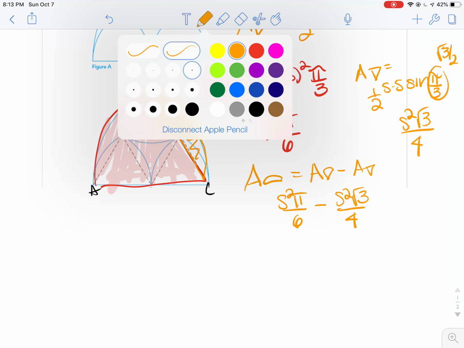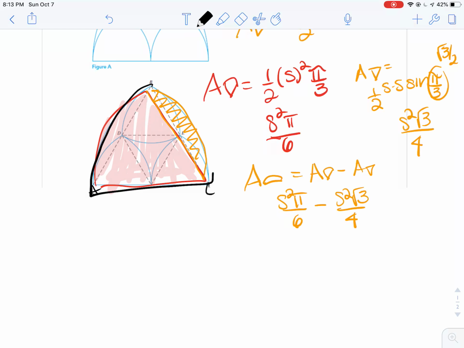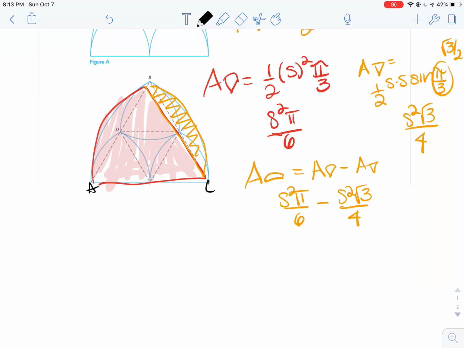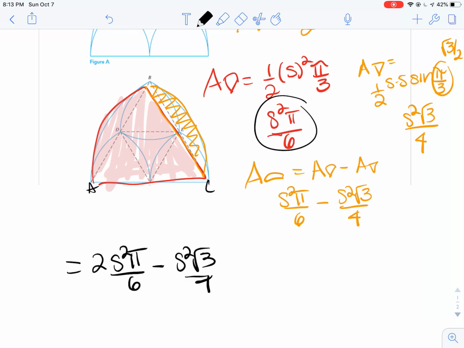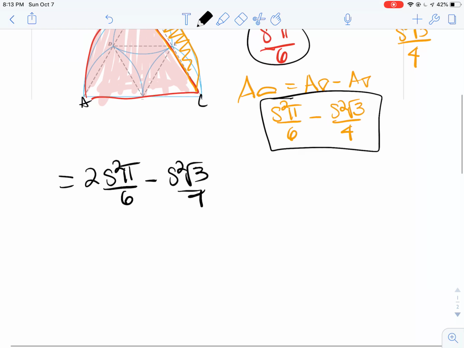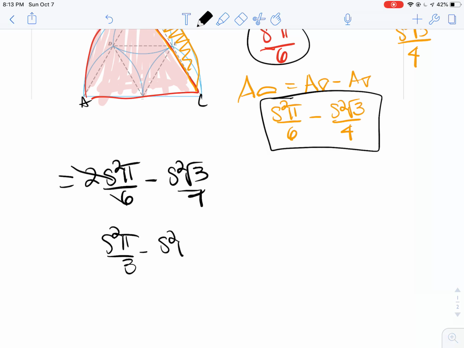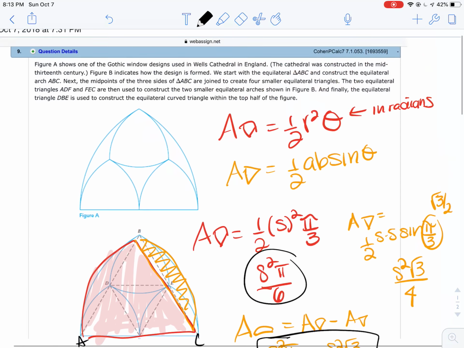Okay, so now the area of the entire region is equal to 2 s squared pi over 6 minus s squared root 3 over 4. I'm adding this plus this. So this simplifies to s squared pi over 3 minus s squared root 3 over 4. Okay, that's for part A.